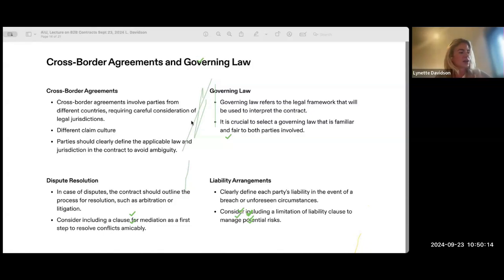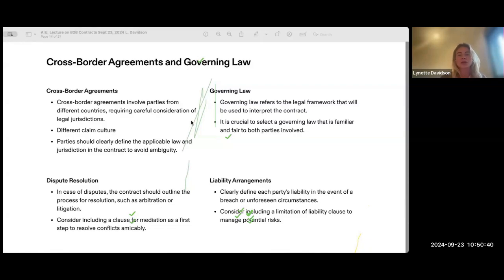Even if you choose a competent court, it might not be the competent court, because they might not be able to handle the case. They have to be the competent court to handle your type of disputes. So in case of any disputes, you should outline the process for resolution, and you can think about amicable resolution or mediation or perhaps arbitration, which might sometimes be a faster resolution.